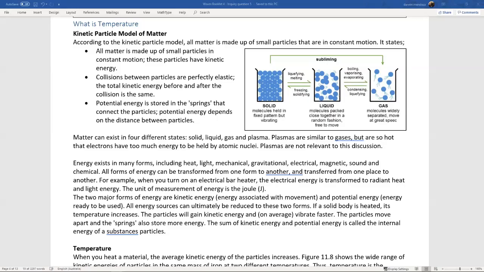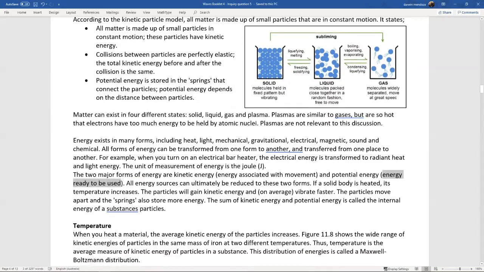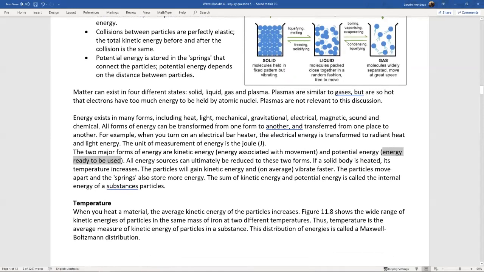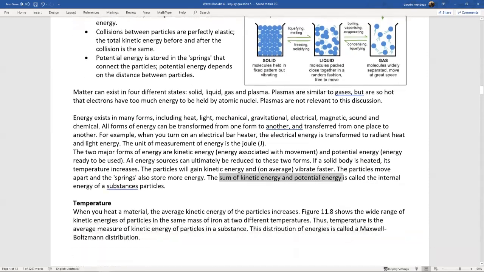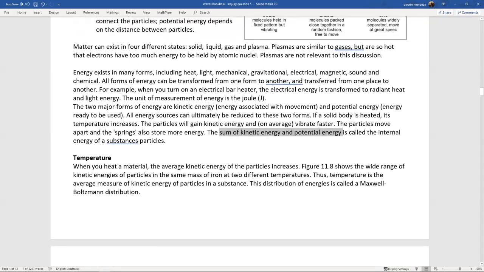There are always two types of energy, which we'll cover this term in more detail. They either fall into the category of kinetic energy, which is associated with movement, or potential energy, which is energy that is stored up ready to be used. So think about springs, elastic bands, somebody standing on top of a canyon. All those things are a form of potential energy. And when you sum all the kinetic and potential energy in a substance or particles, that's equal to the total internal energy. Okay, move on.